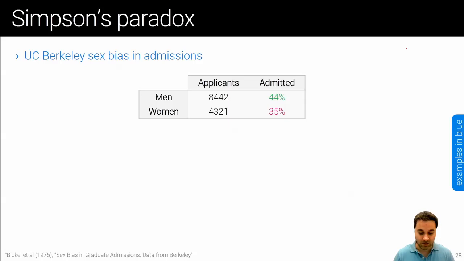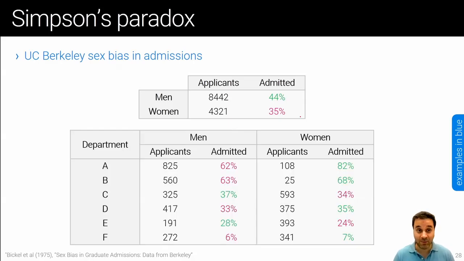So we have here men and women, and we see that men were admitted 44% of the times. So 44% of the men who applied were admitted, and 35% of the women were admitted. So in principle, we could say that there's a certain discrimination here, and that's what actually happened decades ago. And someone started looking into the data with more detail, and what they found is that, well, it's not so clear.